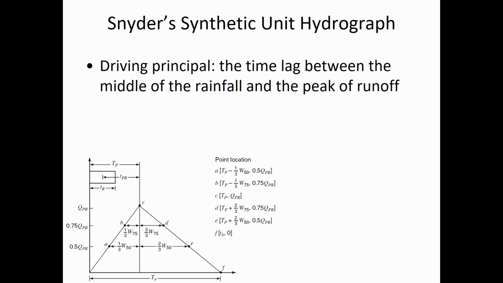And then the next steps are going to be defining the T sub B by knowing how wide that triangle is. The W50 and the W75 is essentially the width of the triangle at certain percentages of the peak flow rate. So the width of the triangle at 75% of the peak flow rate, the width of the triangle at 50% of the peak flow rate.